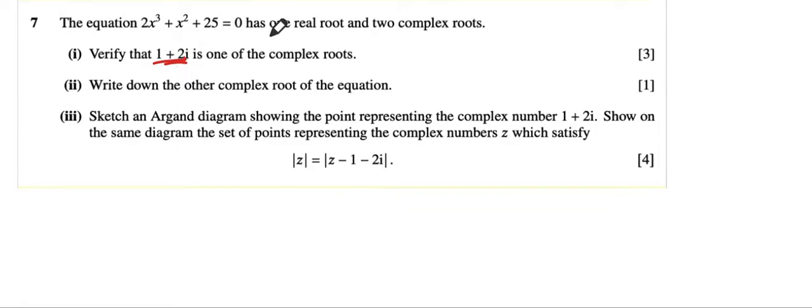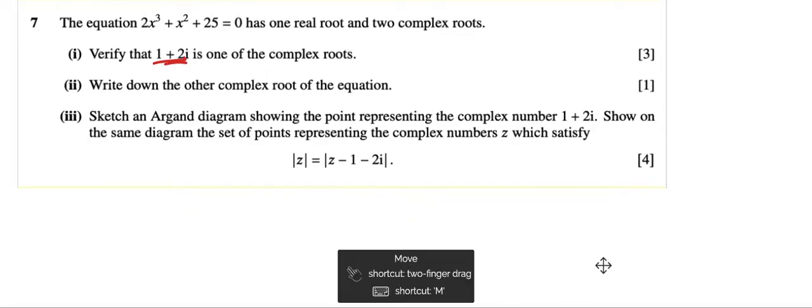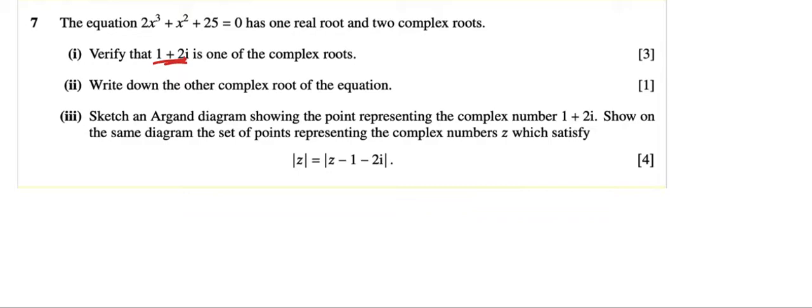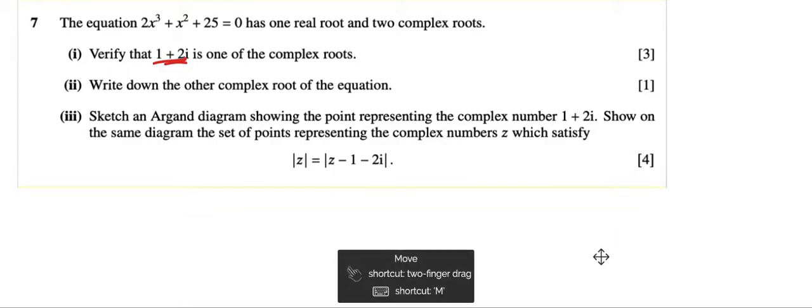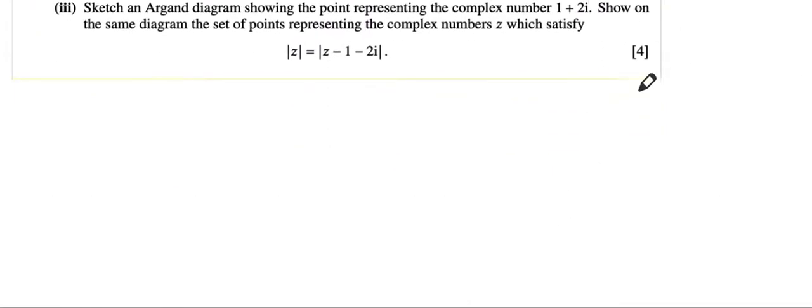So I'm going to sub 1 plus 2i into the equation and then find out whether it gives us a 0. It should. So let's do that. Before that, it is going to be difficult if I sub 1 plus 2i cubed, so let's do that separately here. So 1 plus 2i, I'm going to multiply by 1 plus 2i.